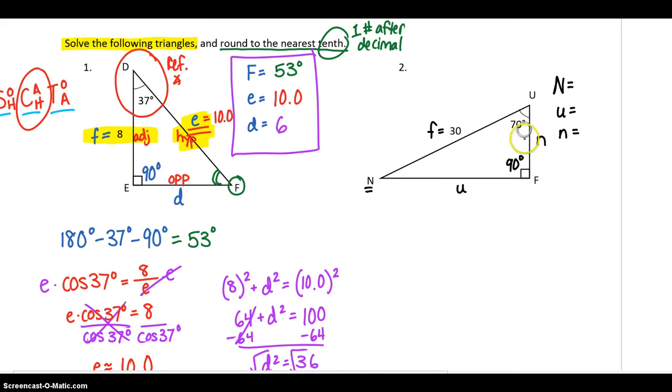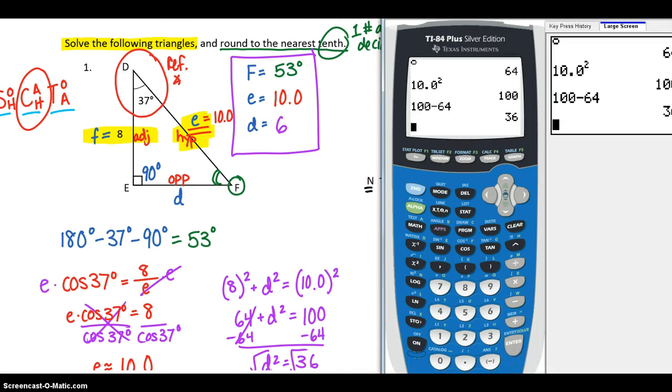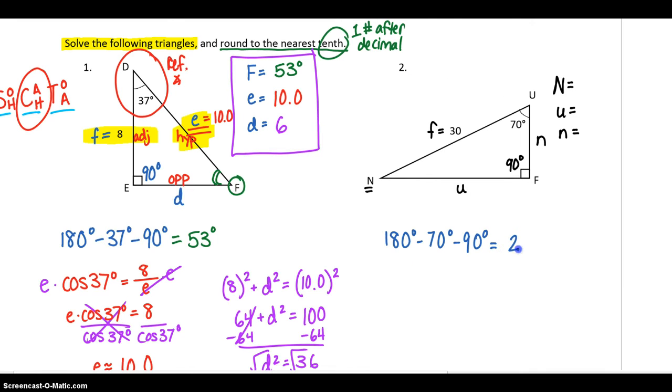Alright, I know two of my angles, so to find the third, I'm going to subtract from 180. 180 degrees minus 70 degrees minus 90 degrees. Alright, we can type that in our calculator. 180 minus 70 minus 90. Boom. That's 20 degrees. So that's going to be angle N. One piece out of the way.